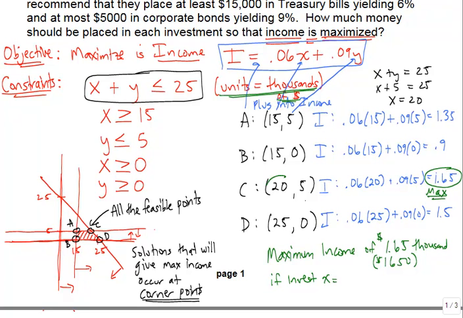Remember what this came from. X was 20 and Y is 5 right here. And X was your treasury bills. So we'd want to invest $20,000 in our treasury bills, and we'd want to invest 5,000 using those units of thousands in our corporate bonds. And that's our solution. Okay?